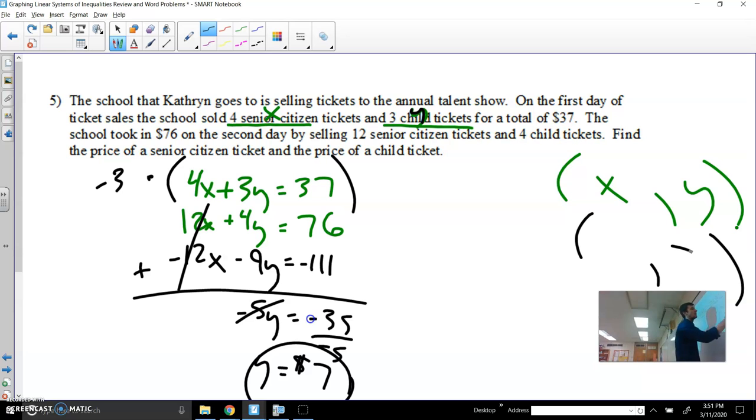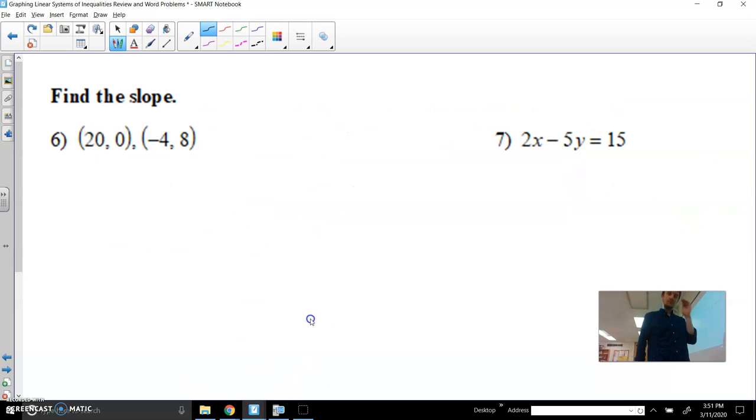See if you can tell me, if y is 7, what does that make x? You're supposed to plug it in and get 37 or 76. So try that one independently.